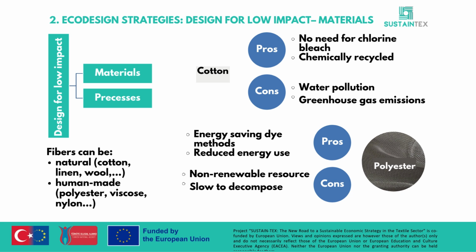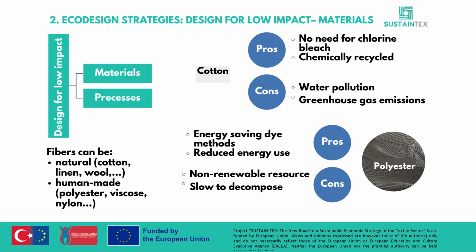Knowledge of materials and processes that ensure low environmental impact is the first step toward understanding low-impact design. There is no such thing as a perfect fiber. Through our choices, we have the ability to select fibers that have a significantly reduced negative impact on the environment. Fibers can be of natural origin, including cotton, linen, and wool, or man-made, including polyester, viscose, and nylon.